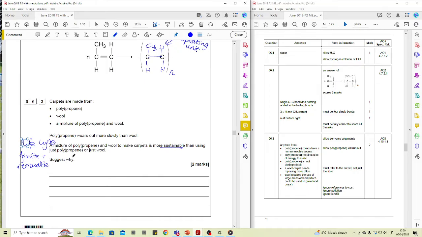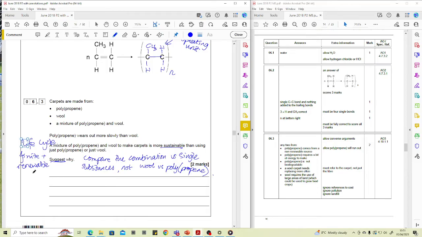Okay, and the reason why I like this question is it's a suggest question, so you're going to get lots of marks that other people don't, and also you've got to compare the combination of the two with the other ones as well. So you compare the combination versus the single substances. Not wool versus polypropylene. So you really do have to read the question.